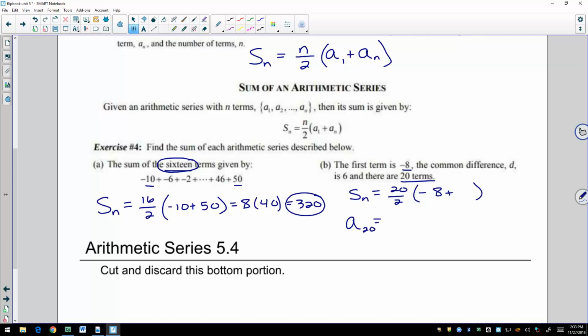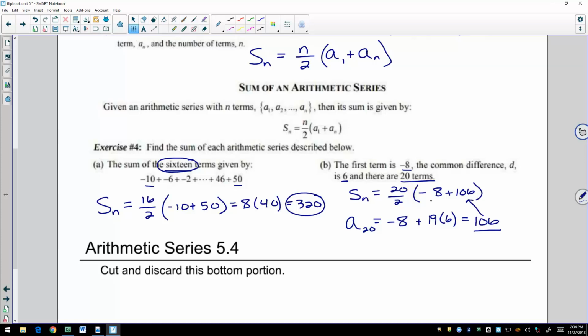Well, you learned maybe 2 lessons ago, there's a formula to do that. The formula was you start with a sub 1, which is -8 in this case. Then you add on whatever the common difference is, which was 6, times 1 less than that term. So it's 19. So you're going to do 19 times 6. That turns out to be 106. So this is your last term. This is your a sub 20, so that goes right here.